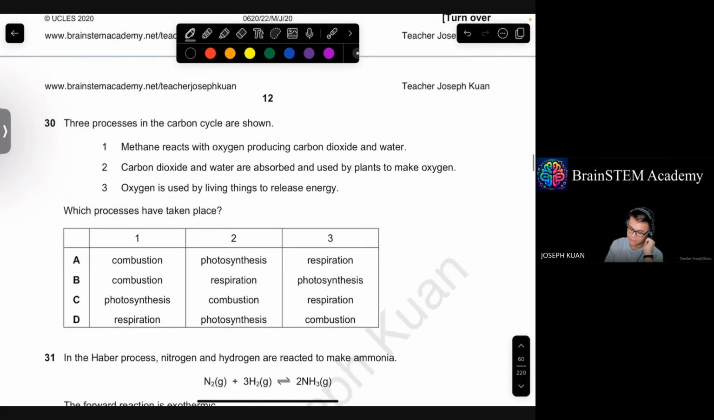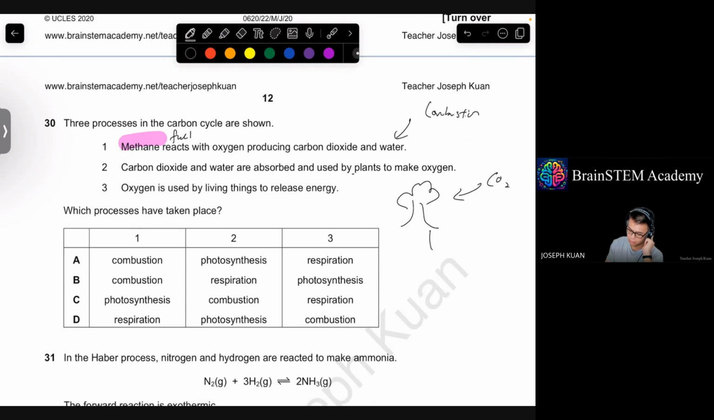Moving on to question 30. Three processes in the carbon cycle are shown. Methane reacts with oxygen, producing carbon dioxide and water. Carbon dioxide and water are absorbed and used by plants to make oxygen. Oxygen is used by living things to release energy. Which processes have taken place? The first reaction is a fuel, so we're burning, it's combustion. For the second process, plants carry out photosynthesis by taking in carbon dioxide and water and make oxygen for us. And for the last one, oxygen used by living things, cells, to release energy, that will be respiration. So the answer is A.